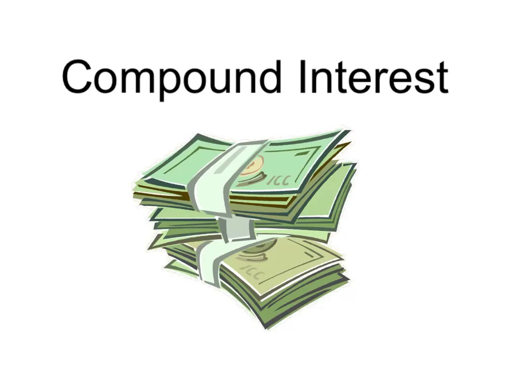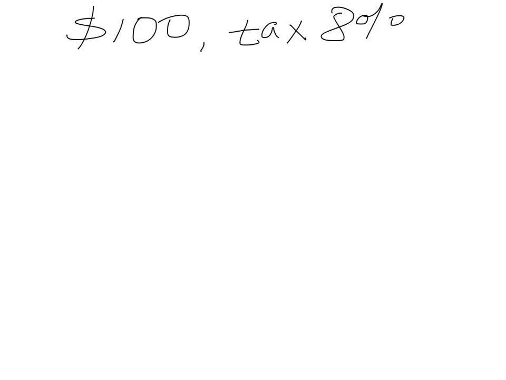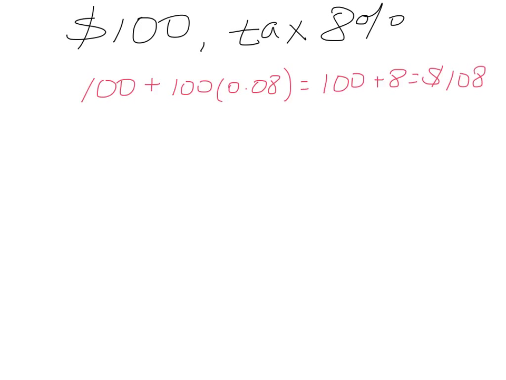So today we're going to talk about compound interest. We're first going to do a quick review about percents. Let's say you were going to buy something for $100 and the tax was 8%. Usually what we do is we pay the $100 and then figure out 8% of 100 and add that on. So that turns out to be 100 plus $8, which gives us a total of 108.